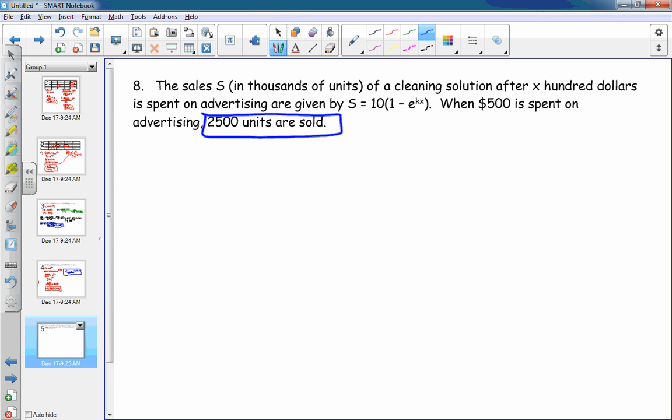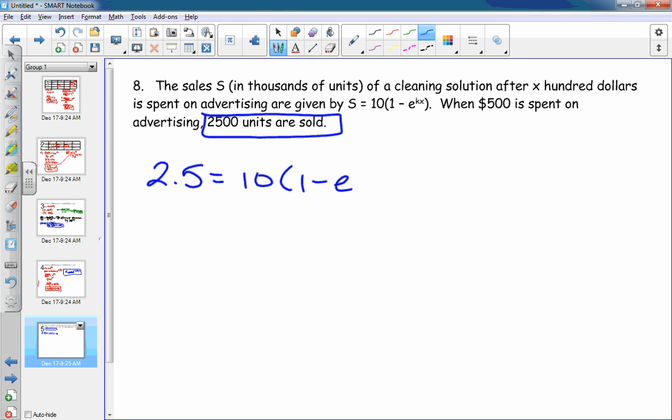This right here, units sold, what's that going to be? 2.5. 2.5 is what we have to use in our formula. Do we understand that? Because the number is in thousands already. Everybody with me? So that is going to represent S, and that's going to equal 10 times 1 minus e to the kx. Well, what is going to be x here?